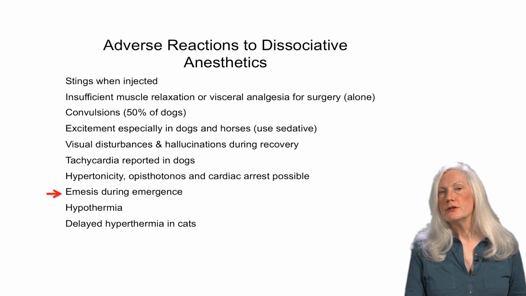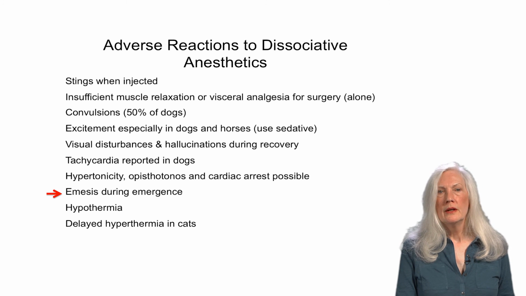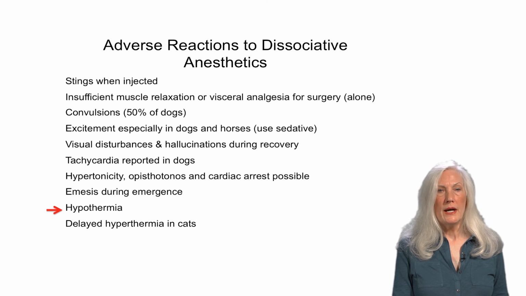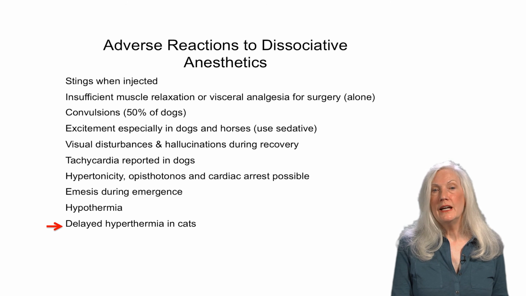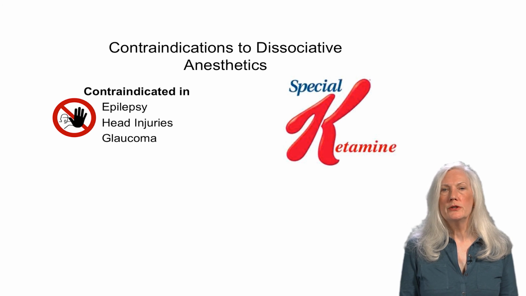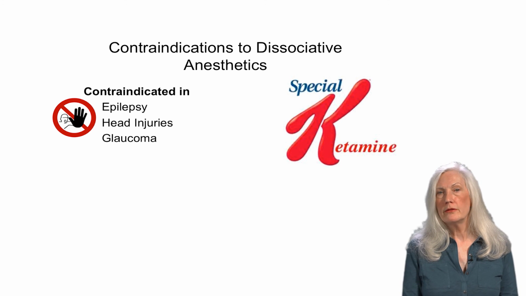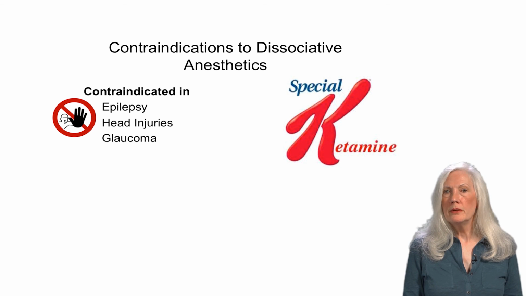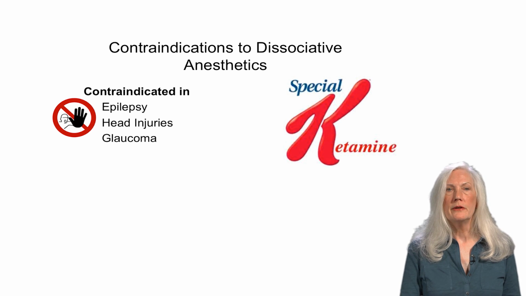Often there's emesis during emergence, and the body temperature can either go down, that is hypothermia, or there may be a delayed hyperthermia in cats. The increase in intracranial and intraocular pressure makes these drugs dangerous in animals with head injuries or who have glaucoma. They're also usually avoided in animals with epilepsy because of their excitatory effects.